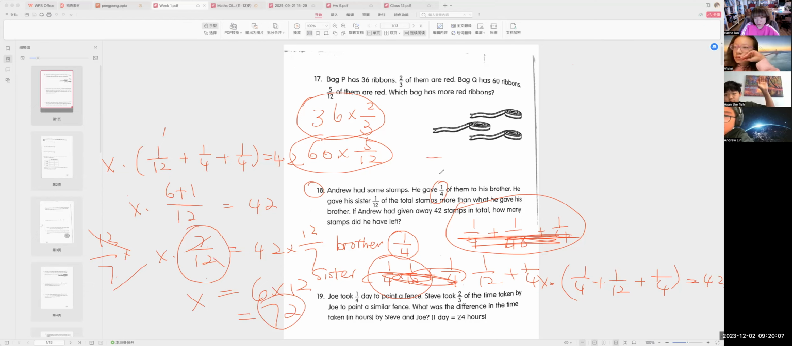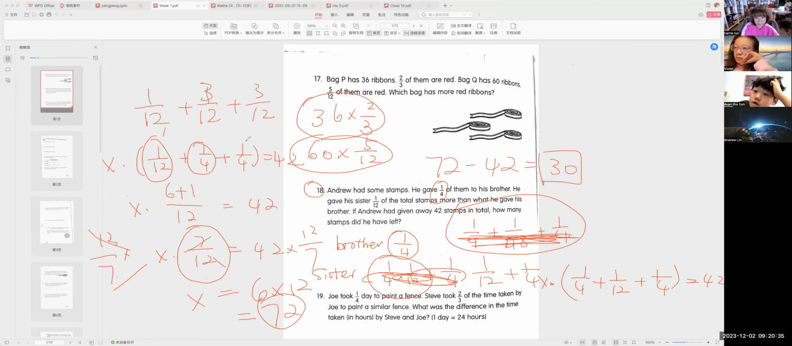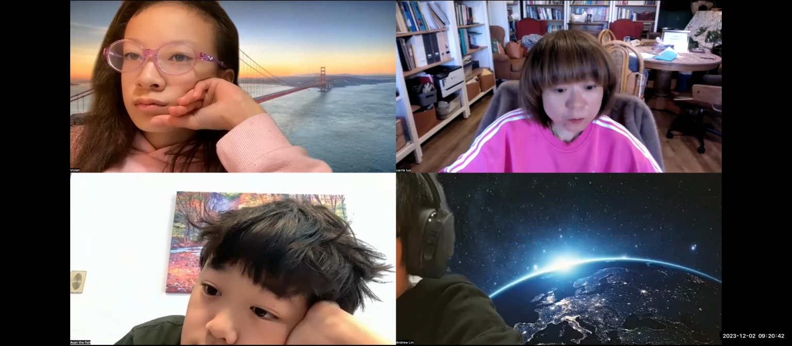So x equals 72. So how many of the stamps left? 30 stamps. Hello, Evan, what is the question? Why is it 6 plus 1/12? Because it's 1/12, this one 1/4 is 3/12, this one 3/12. Okay. Get it? Yeah. Now you understand, okay? Very good.